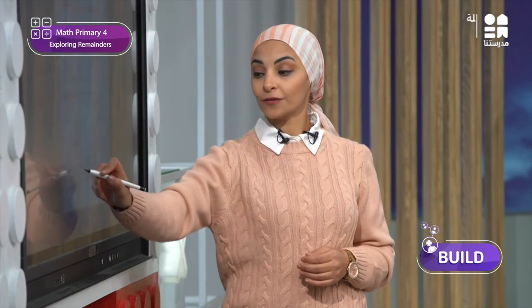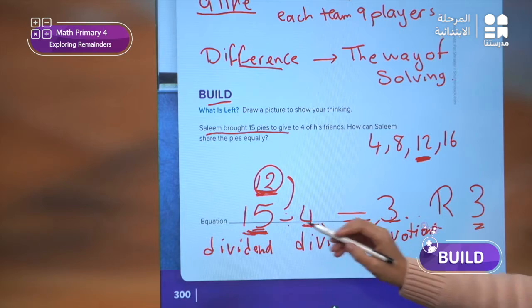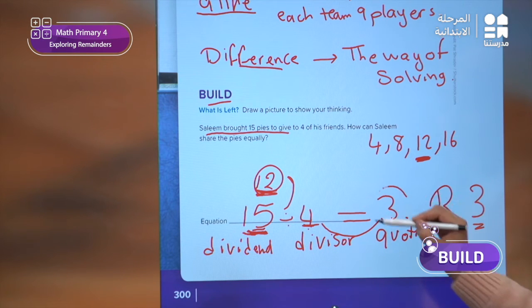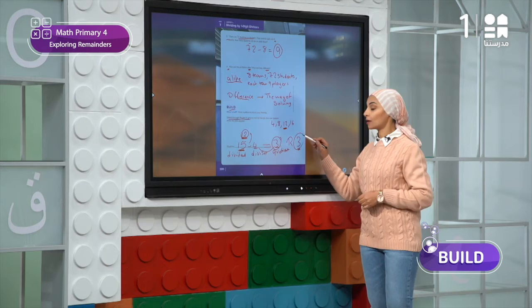Okay. Now, he can't divide 15 among 4 persons equally. So he will divide 15 divided by 4. The answer is 3. Each one will take 3, and I will have a remainder of another 3.